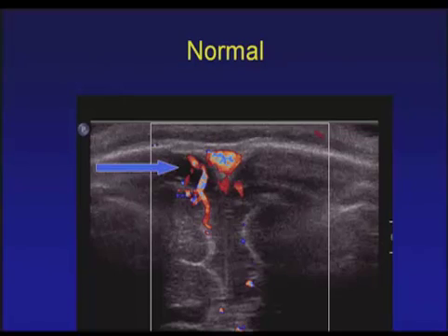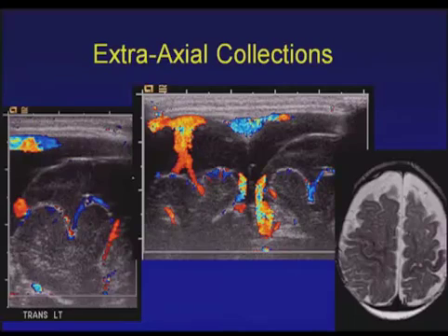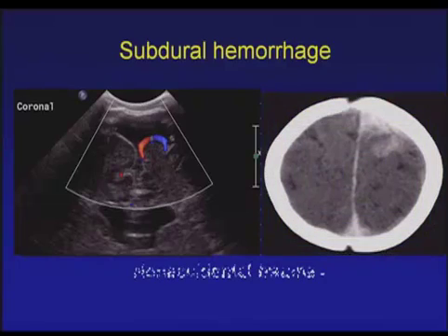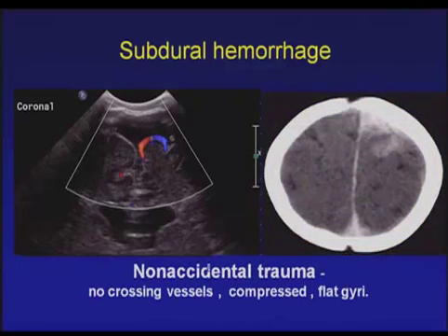It's also useful with transcranial Doppler in the neonate to look at the subarachnoid space. Typically, there are crossing vessels, and this can help to differentiate extraaxial collections that are subarachnoid versus subdural. With a subdural hemorrhage or fluid collection, the vessels are going to be plastered along the convexity of the brain. You will not see any crossing vessels, and the gyri may be flattened.